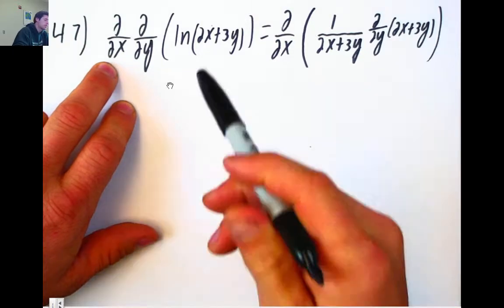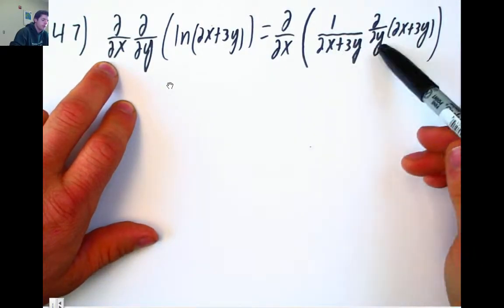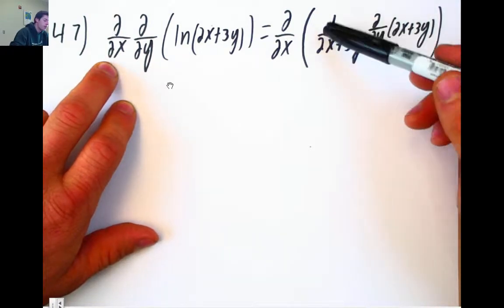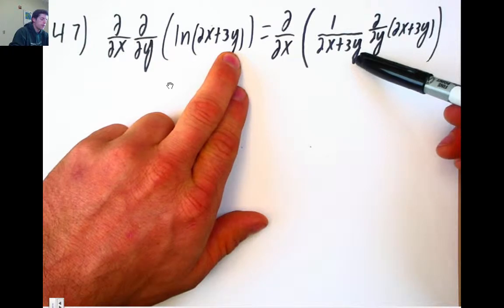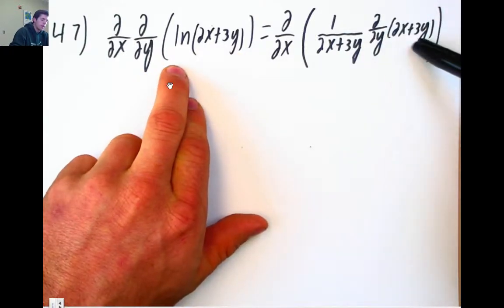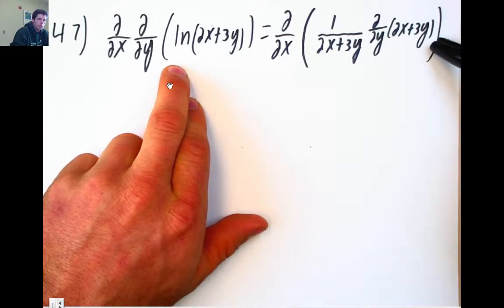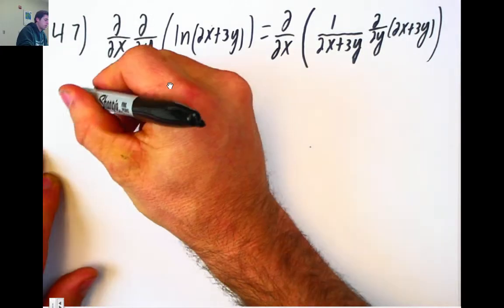The derivative of a natural log of something is 1 over something times the derivative of that something. So 1 over 2x plus 3y, the argument of the log over there, times the derivative with respect to the very same variable of that argument. That's the chain rule. Right? The derivative of natural log of something is 1 over something times the derivative of something. Okay, so I will now continue calculating.